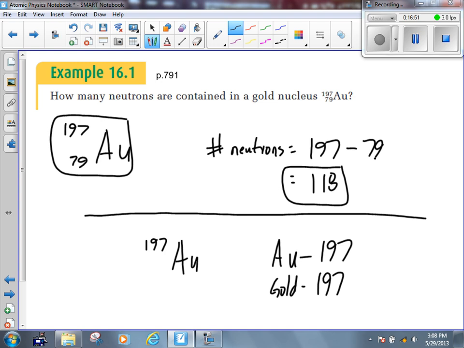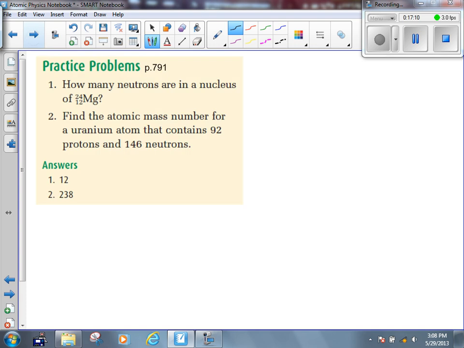Go ahead. 118. The answer was 118 neutrons. We took the number of protons and neutrons combined and subtracted the number of protons, which gave us the number of neutrons. Good? I will give you 63 seconds to answer these two questions, please.